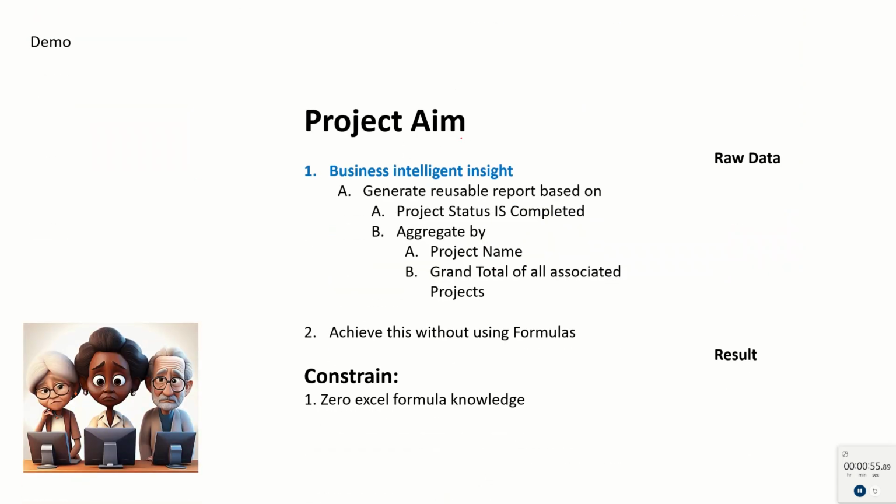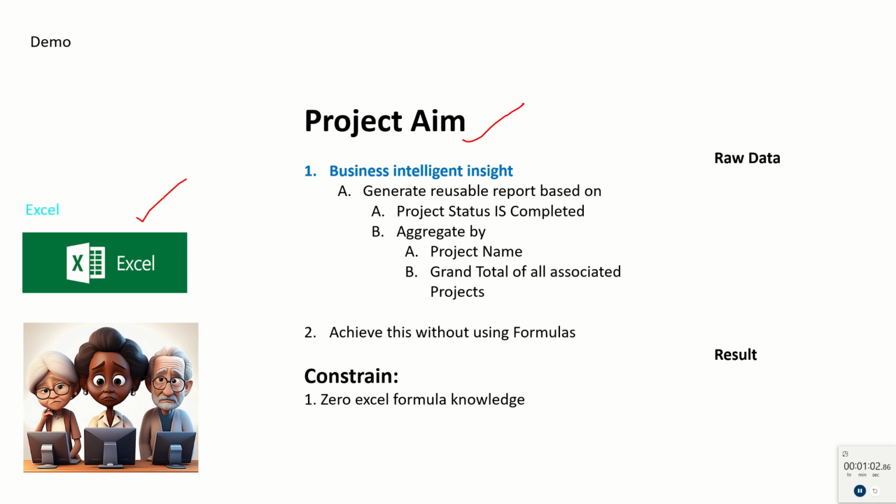In front of you, you can see the project aim, and it is about Excel, where they're having issues with multiple formulas. Let me go through the project aim. Number one, they want us to provide an insight. What is this insight about? They want us to generate reusable reports based on A and B. A, project status is completed. All right, they want completed ones.